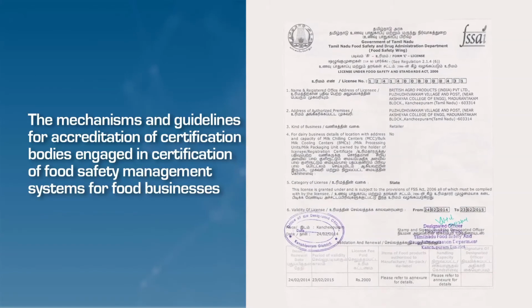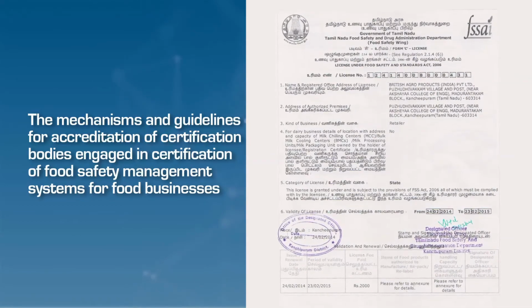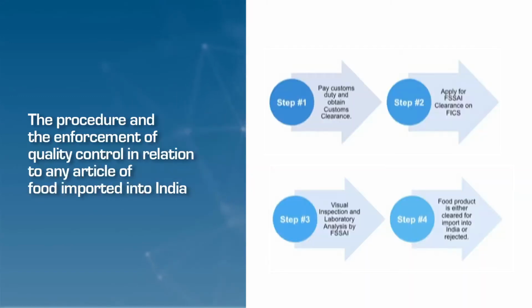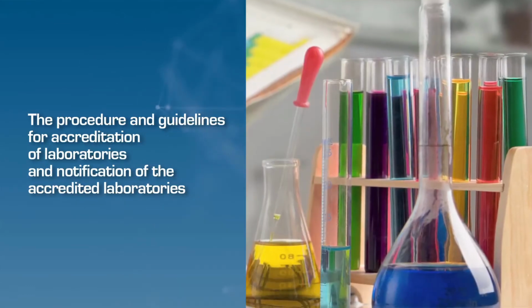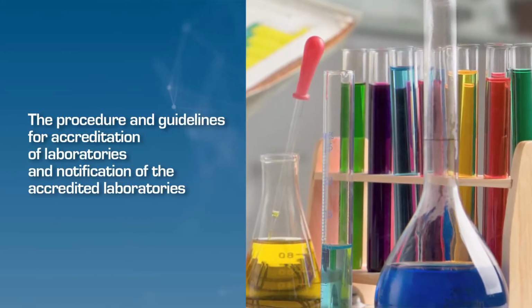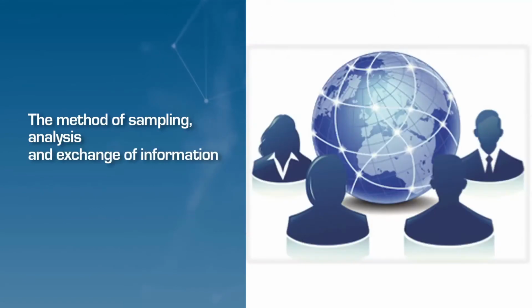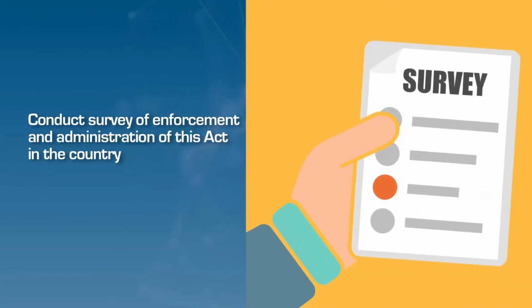The mechanism and guidelines for accreditation of certification bodies engaged in certification of food safety management systems for food businesses. The procedure and enforcement of quality control in relation to any article of food imported into India. The procedure and guidelines for accreditation of laboratories and notification of the accredited laboratories. The method of sampling, analysis, and exchange of information among enforcement authorities. Conduct survey of enforcement and administration of this Act in the country.